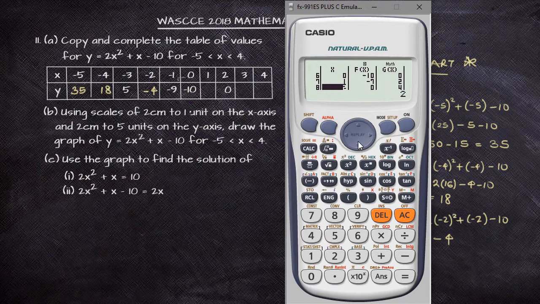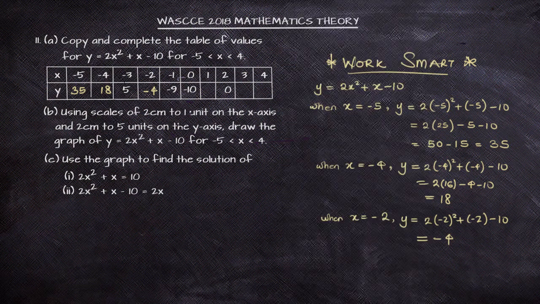When x is 2, when x is 1, y is -7. And all my values are already gotten for me. So using your calculator can really help you to work smart, so that you don't even miss any value. You get all your values and you are good to go. So now the first question on the graph is done and dusted.